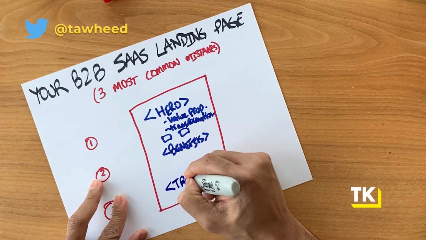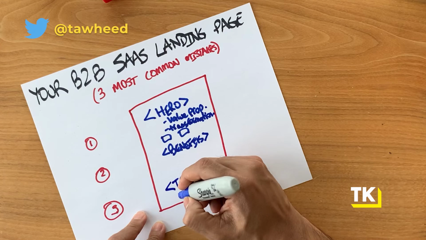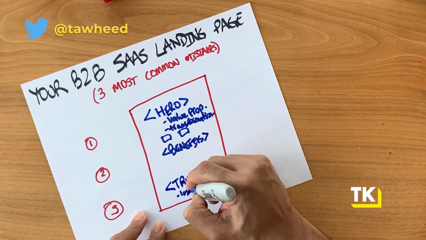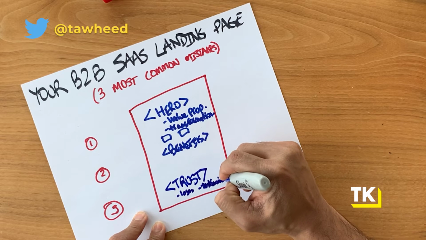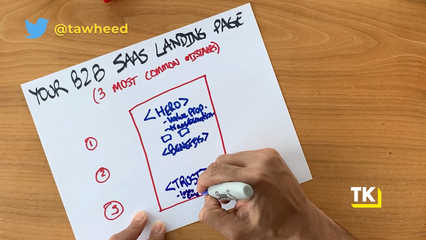Let's go to common mistake number three, the third most common mistake that's killing more deals than you realize. And the third most common mistake, the thing that people make a mistake around, is they don't build trust. And trust comes in a bunch of different ways. One, it comes from logos, customer logos. Another, it comes from testimonials. And it also comes from case studies.